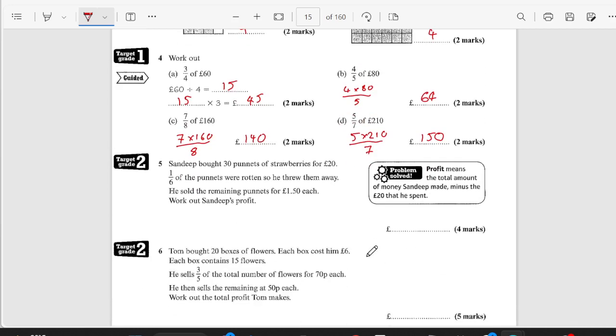Okay, and question 5. Sandy bought 30 punnets of strawberries for £20.